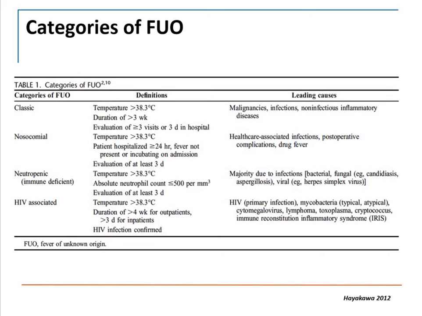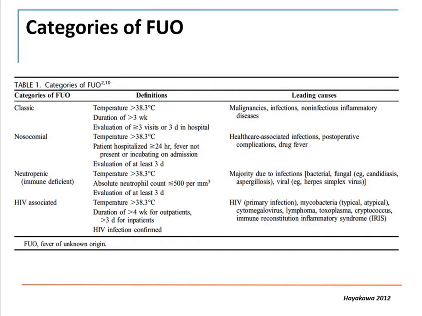The third category is neutropenic fever in patients with immune deficiency. Also very typical is elevation of temperature more than 38.3 degrees Celsius, absolute neutrophil count less than 500 per cubic millimeter, and also evaluation of at least 3 days. You should exclude bacterial, fungal, and viral infections.